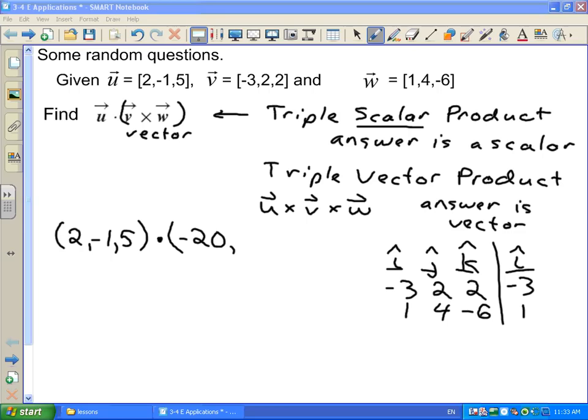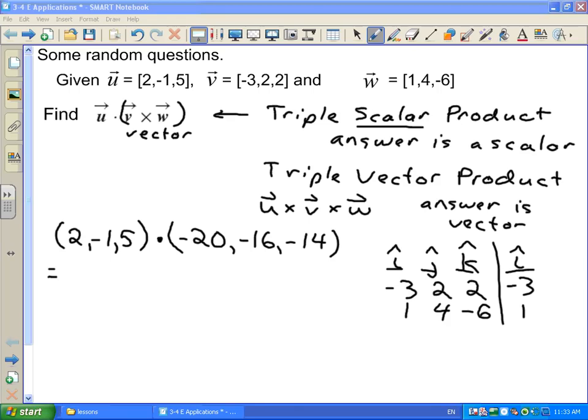Our j component is going to be 2 times 1 minus -6 times -3, so that's 2 minus 18, so -16. And then for our k component, we imagine the k coming out to the front here. We do -3 times 4, which is -12, and then we subtract 2 to get -14.